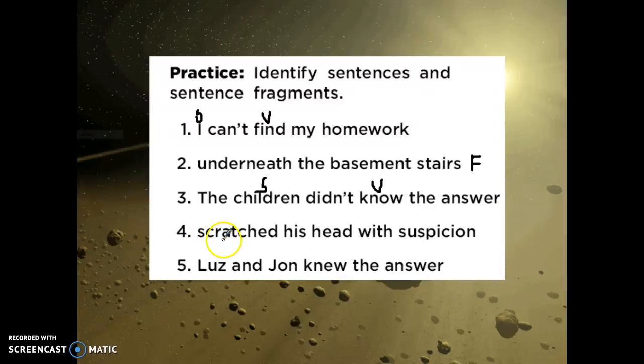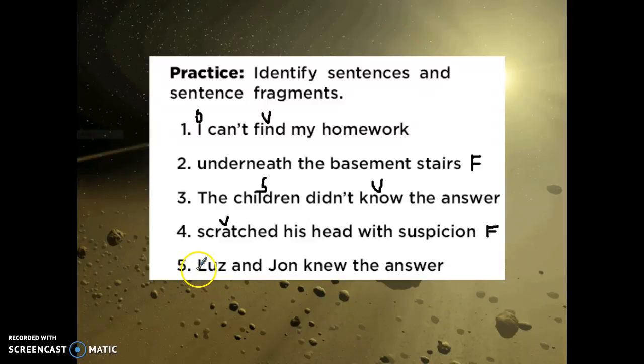Number 4, scratched his head with suspicion. Let's see. Got a verb here, scratched. Who or what scratched? Well, I see his, but his isn't a subject. Who or what scratched is going to come before. So this is missing a subject. The sentence is also a fragment.